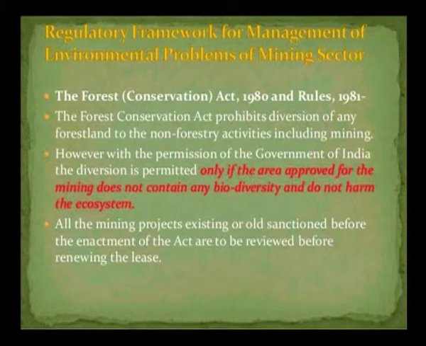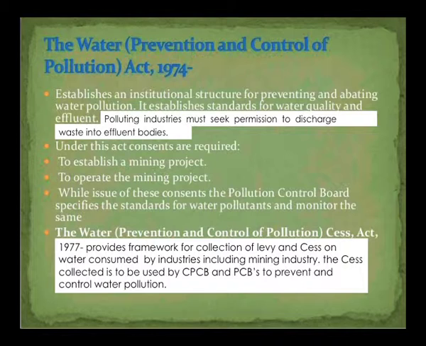And if the area approved for mining does not contain any biodiversity and does not harm the ecosystem directly, all the mining projects, existing or old, sanctioned before the enactment of the Act are to be reviewed before renewing the lease. The Water Prevention and Control of Pollution Act 1974 actually establishes an institutional structure for preventing and abating water pollution. It establishes standards for water quality and effluent, that is, any discharges from the mining or related industries. Polluting industries must seek permission to discharge waste into effluent bodies.